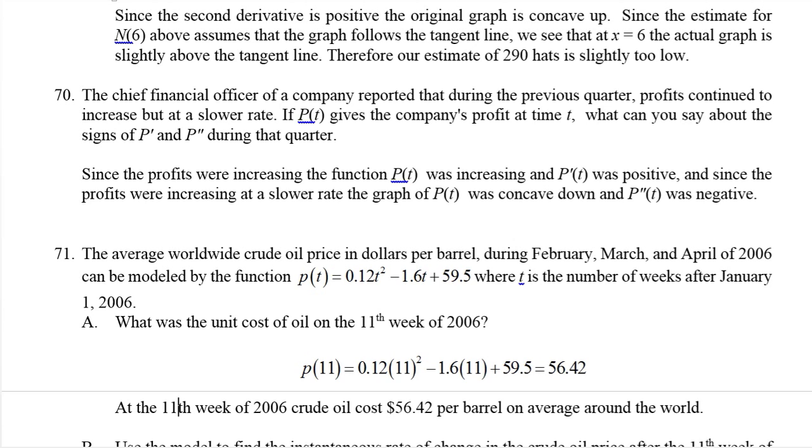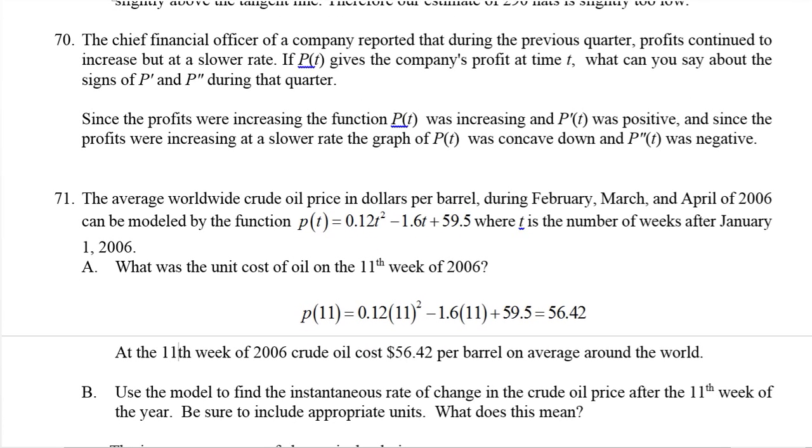So, at the 11th week of 2006, crude oil costs $56.42 per barrel on average around the world, assuming this model is good. Use the model to find the instantaneous rate of change in crude oil prices after the 11th week, or at the 11th week of the year.